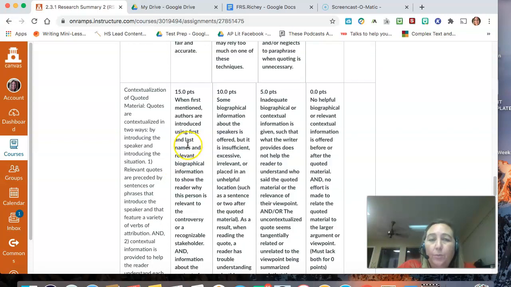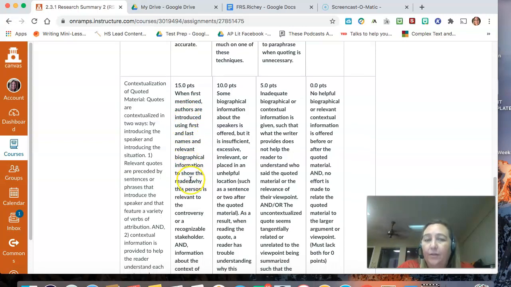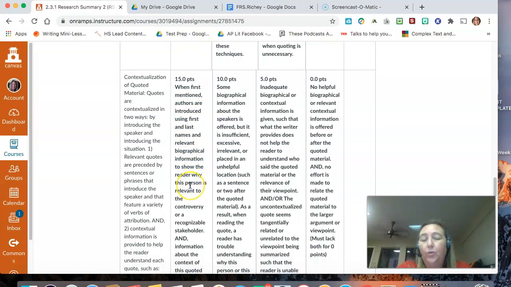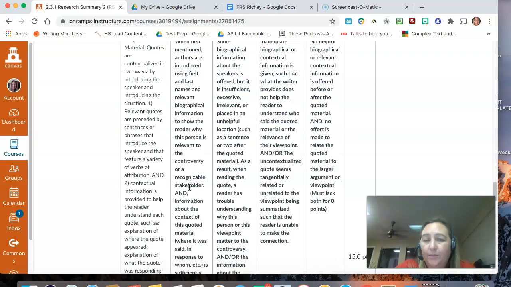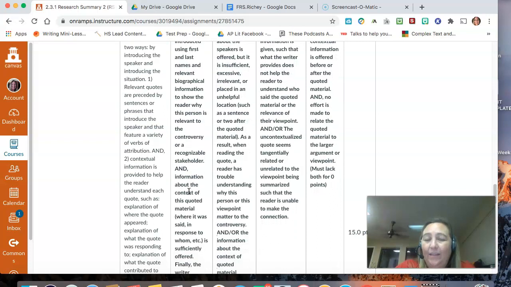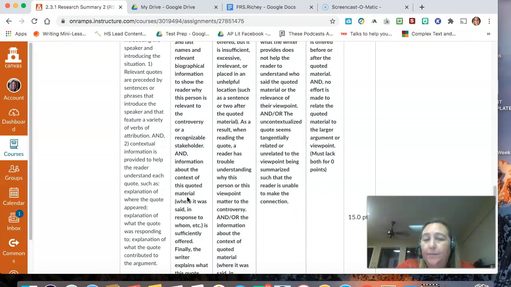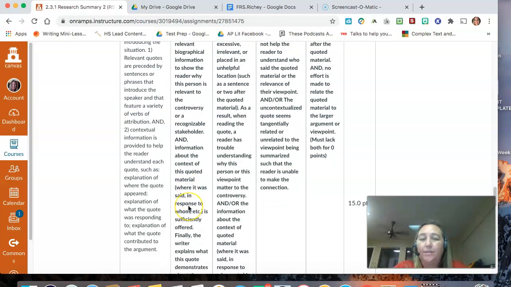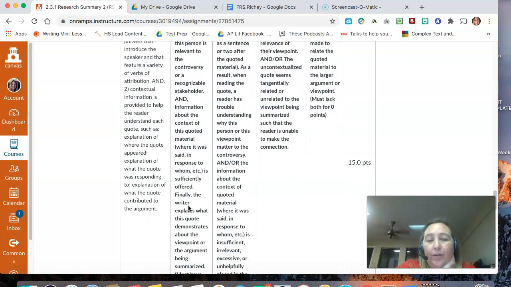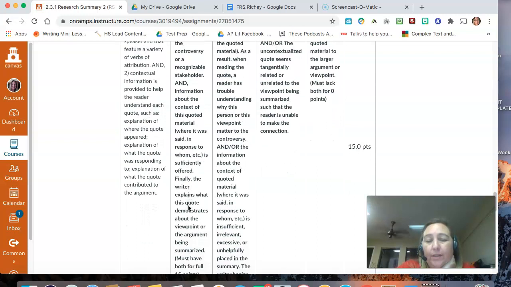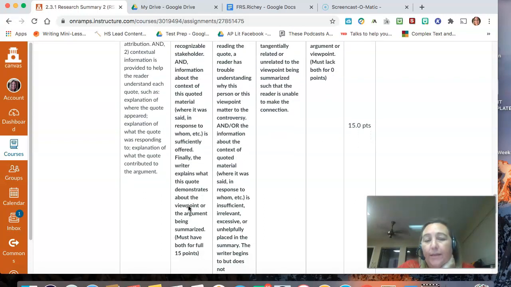If I look at the most points, when first mentioned authors are introduced using first and last names and relevant biographical information to show the reader why this person is relevant to the controversy or a recognizable stakeholder. And I give information about the context of the quoted material, where it was said and in response to whom. Finally, the writer explains what this quote demonstrates about the viewpoint of the argument being summarized.